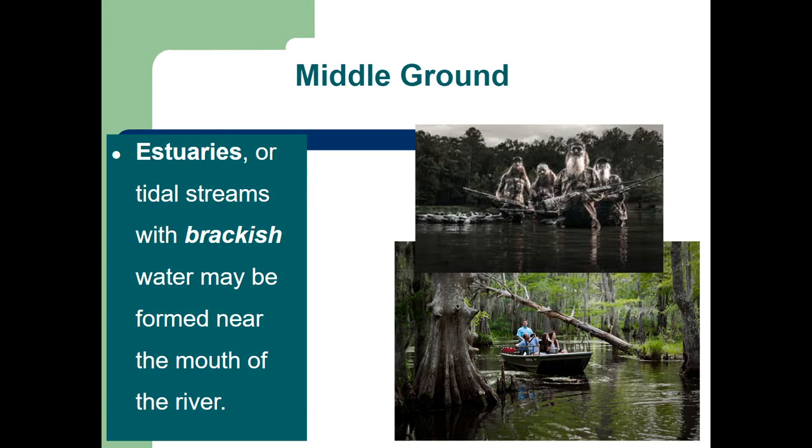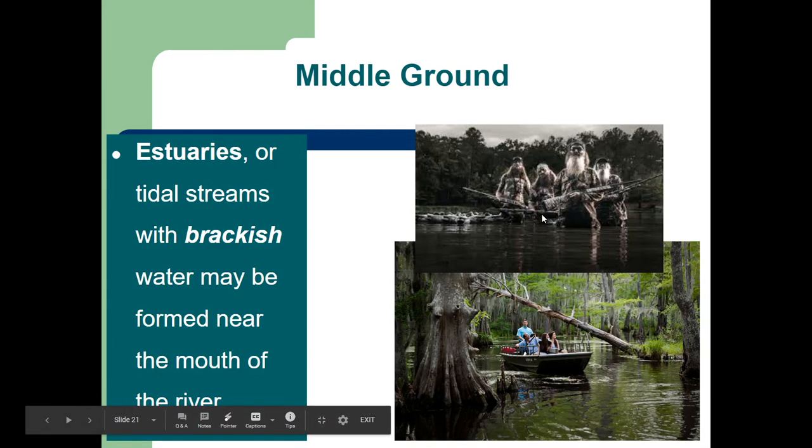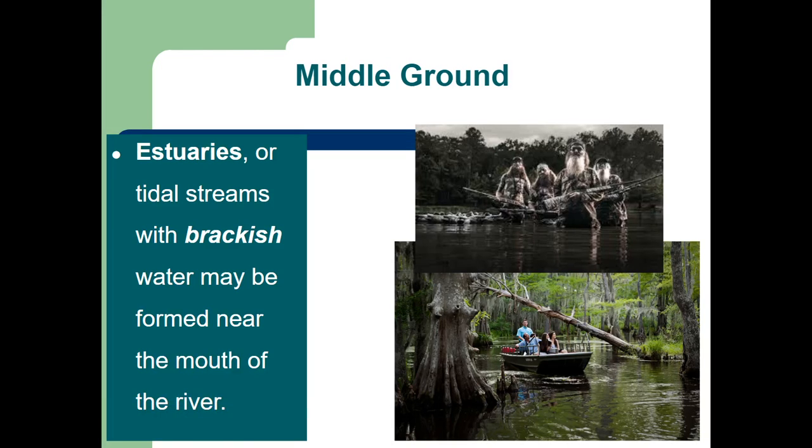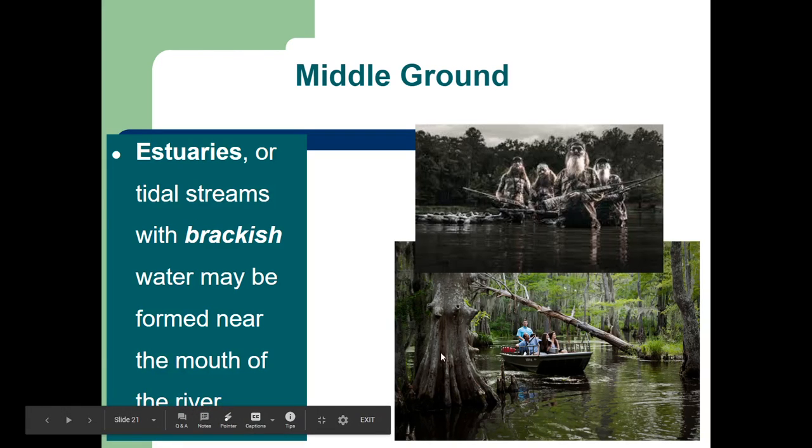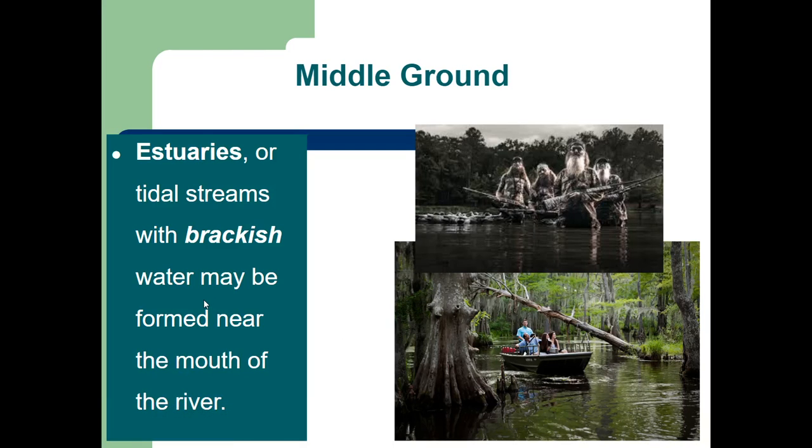Middle ground, estuaries or tidal streams with brackish water may be formed near the mouth of a river. So if you ever watched Duck Dynasty, that show back in the day, I'm not sure it's still on anymore, but they were always out there walking around down there in this brackish water. It's got a lot of Spanish moss, and the trees are hanging out in the waters. It's a pretty cool area, very diverse, but that's what we're talking about, that middle ground of that fresh water flowing down towards the ocean.